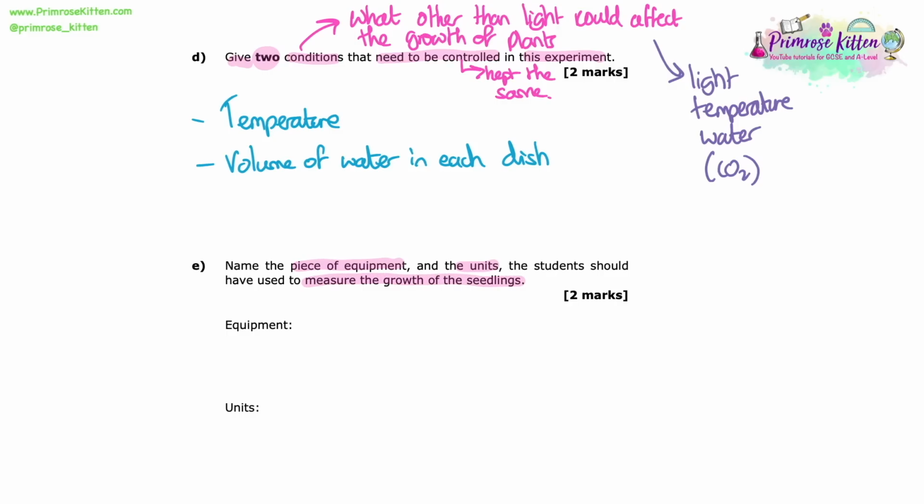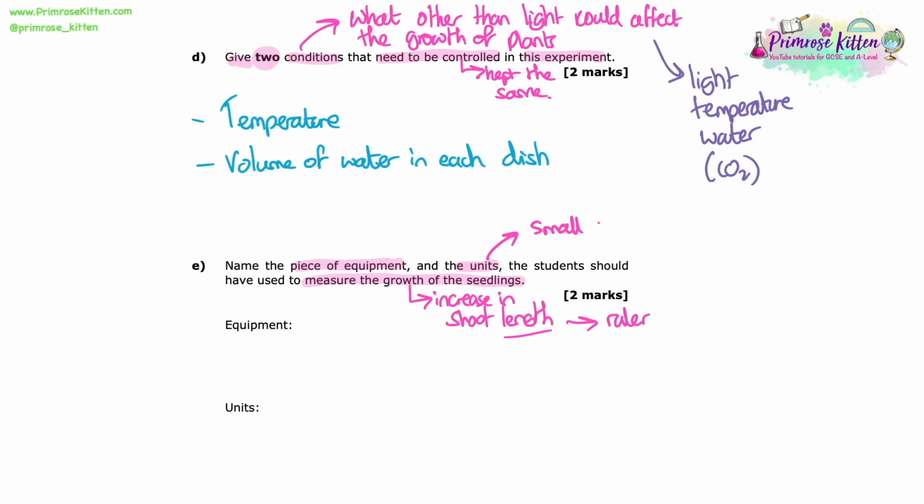Name the piece of equipment and the units the student should have used to measure the growth of the seedlings. So they're measuring an increase in growth over time, so an increase in shoot length, so like how tall, how long the shoots were. So if you're measuring the length of something, you have to use a ruler, so that's easy for the first bit, which is the equipment.